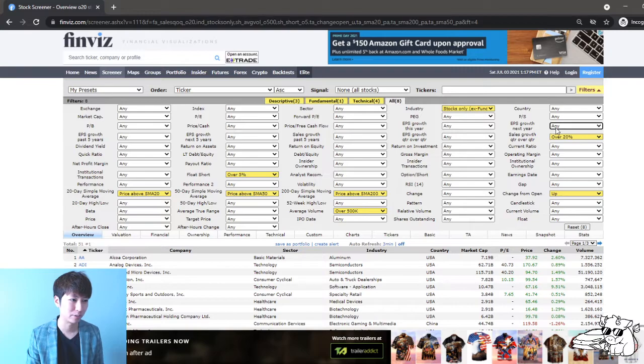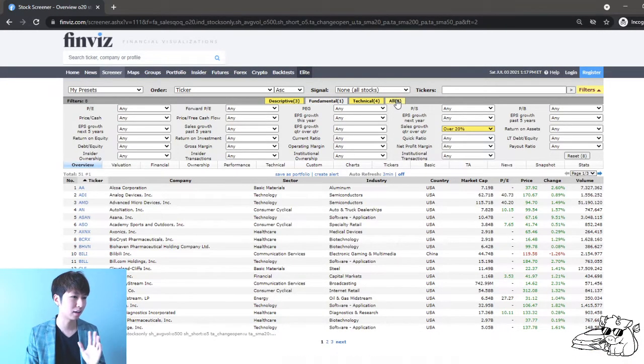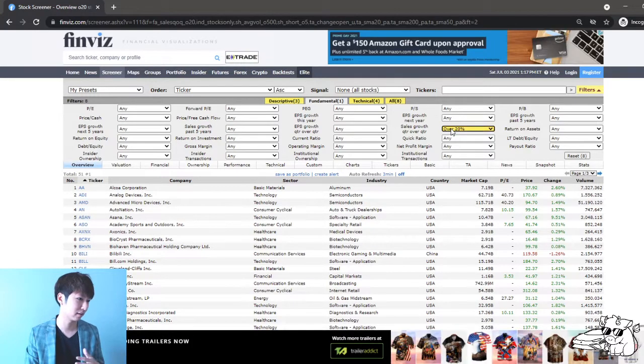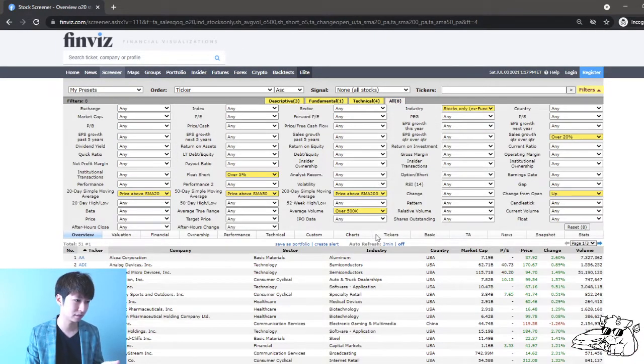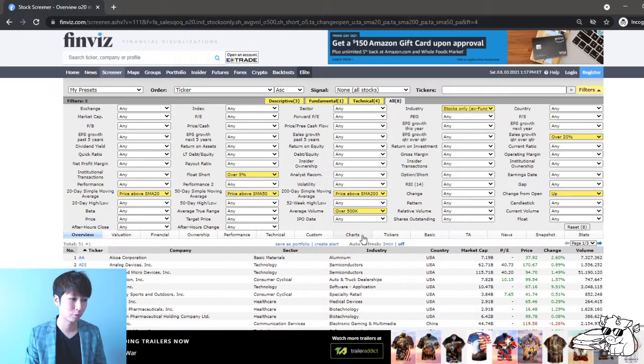I don't care about their EPS growth next year. I don't care about any estimates. That's all people's opinion. I want to see what actually did happen in the previous quarter. So the sales growth went up more than 20% in the previous quarter. And that's it. That's all I care about in fundamentals. A lot of times I don't even have that. If you don't want it, take it off. But I'm going to do it for you because it increases your win rate.